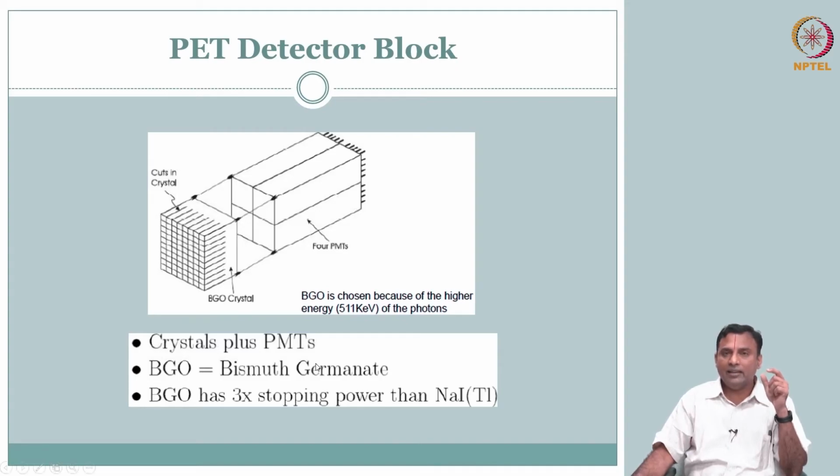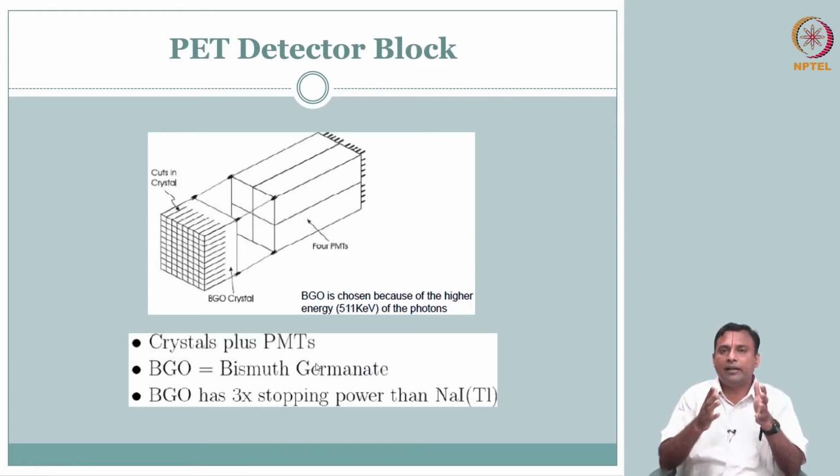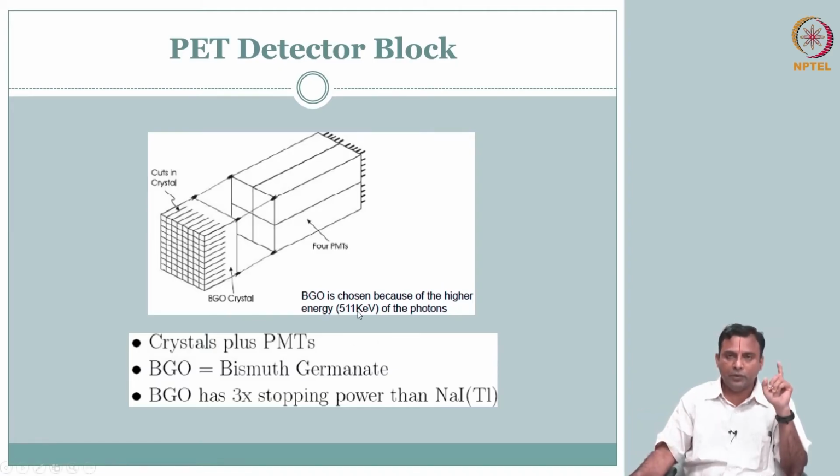So the principle is the same as how we did for SPECT, the same gamma ray detector principle, but here it is fine tuned only for 511 kilo electron volt. That is an advantage that we can have.